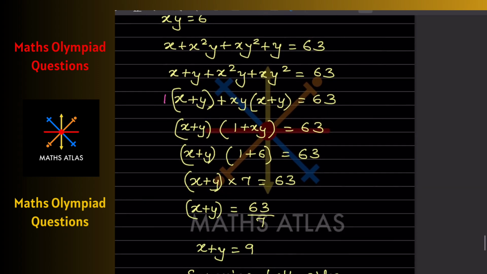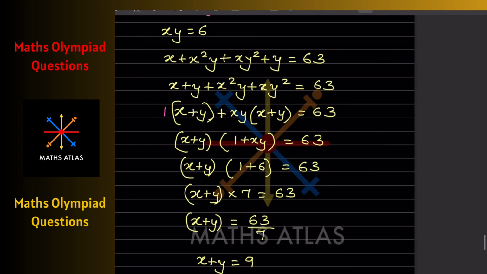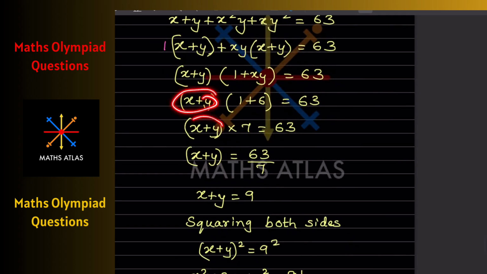So now the same thing over here. 1 is here and we have the value of xy. xy is 6. So in place of this xy, we'll put 6, and this is 63. Again, 6 plus 1 is 7, and this is 63. Now this is actually nothing but multiplication.